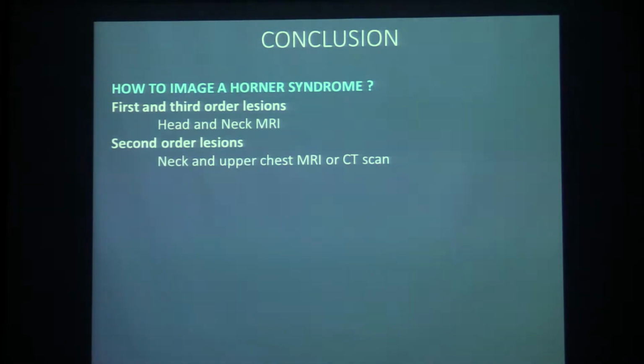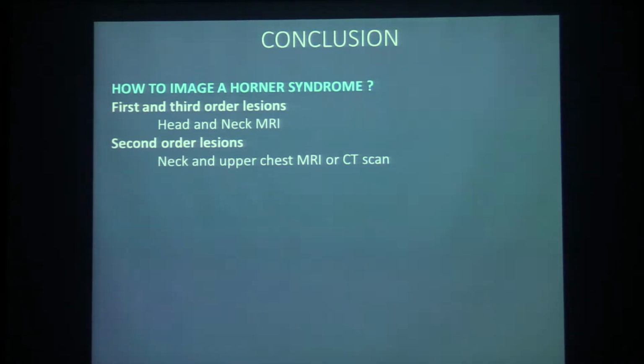So, how to image a Horner syndrome? When it's a first or third order lesion, head and neck MRI. When it's a second order lesion, it's more a CT scan because, as you saw, lung cancer has a big part in the etiology. So a lot of authors, when there is no cause, nothing, and you want to study this Horner syndrome, advise to perform spinal cord MRI, brain MRI, and neck and upper lung CT scan to be sure to miss nothing.